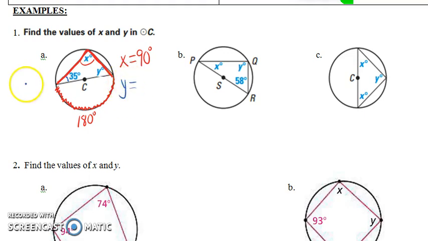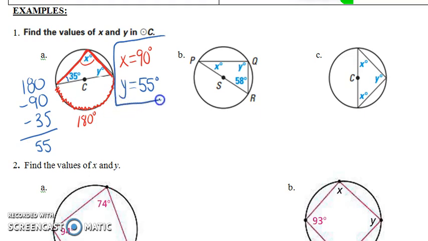So if I know that there are 180 degrees in a triangle, and I just found that one angle is 90, I know that the other angle is 35, taking those both away from 180 gets me 55. So I know that y is going to be 55 degrees. So that's how you would do example 1a.